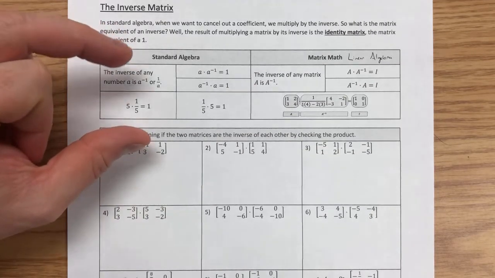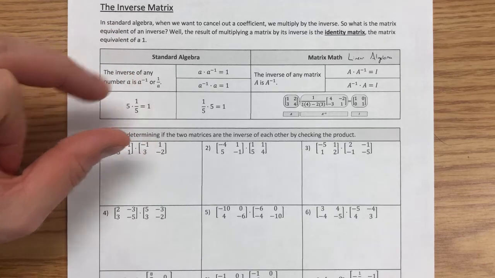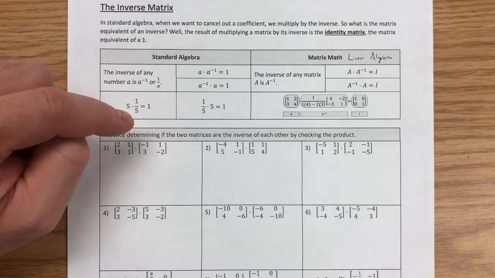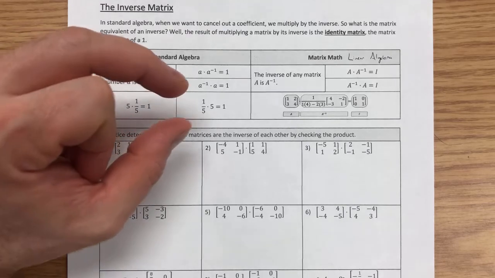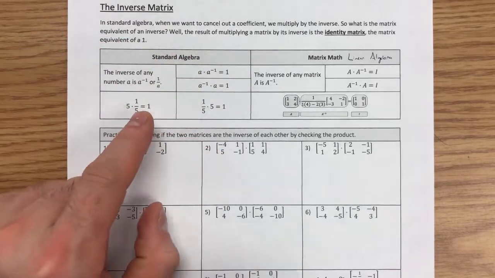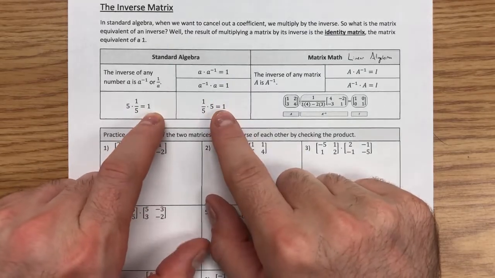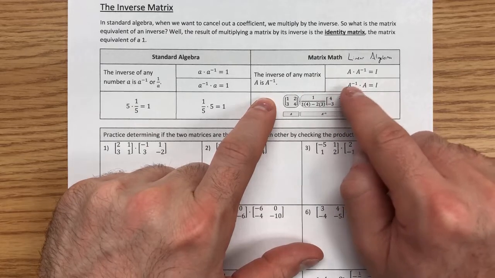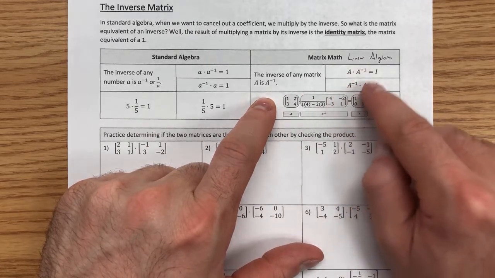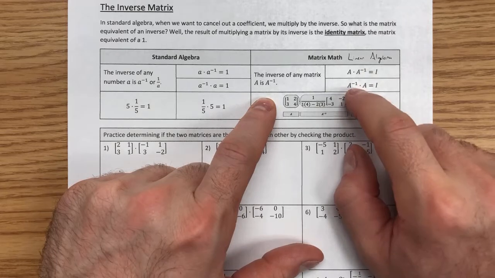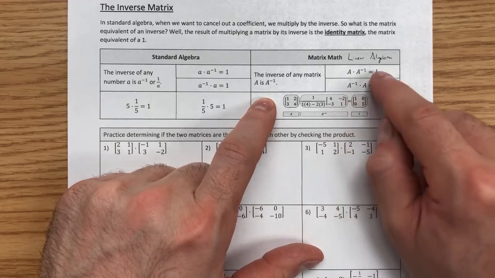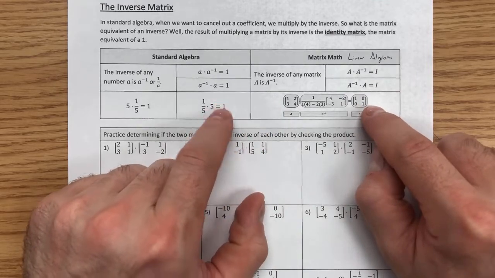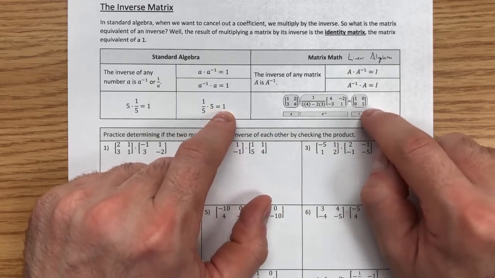The other thing that we'll notice is that in standard algebra, the inverse of 5 is 1/5. It doesn't matter if I multiply 5 times 1/5 or 1/5 times 5, it cancels out and I get this identity of 1. In linear algebra, we can do the same thing. Matrix times inverse or inverse times matrix, which normally is a big deal, but with the inverse, it doesn't matter which way we do it. We will get the identity matrix, which is the linear algebra equivalent of a 1.